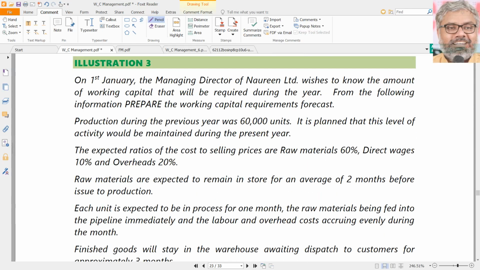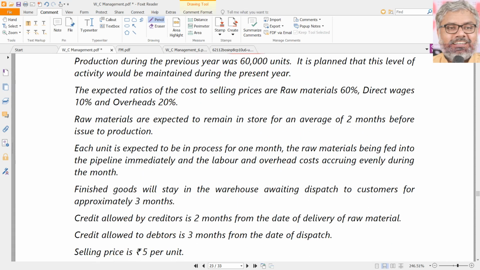Now let us apply this in one of the illustrations. This is how typically the questions will be expected in the examination. On 1st January, the managing director of Naurin Limited wishes to know the amount of working capital that will be required during the year. From the following information, prepare the working capital requirement forecast. We are forecasting the working capital requirement according to the information that is given in the question.